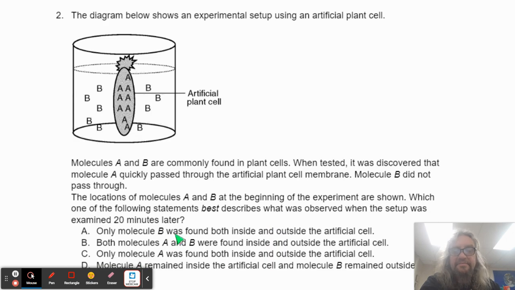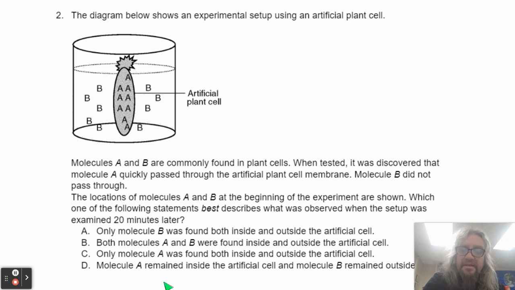Question two. The diagram below shows an experimental setup using an artificial plant cell. Molecules A and B are commonly found in plant cells. When tested, it was discovered that molecule A quickly passed through the artificial plant cell membrane. Molecule B did not pass through. The locations of molecules A and B at the beginning of the experiment are shown. Which one of the following statements best describes what was observed when the setup was examined 20 minutes later?